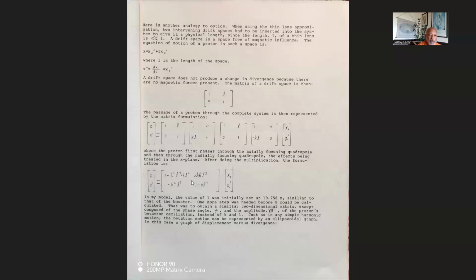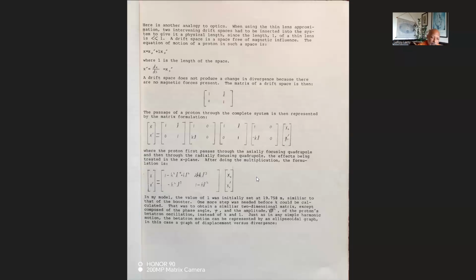Thin lens approximation. We're trying to get a starting point of that force constant. How tightly bound or how loosely bound the magnetic field of the quadrupole magnet in the synchrotron is on those protons. All right.